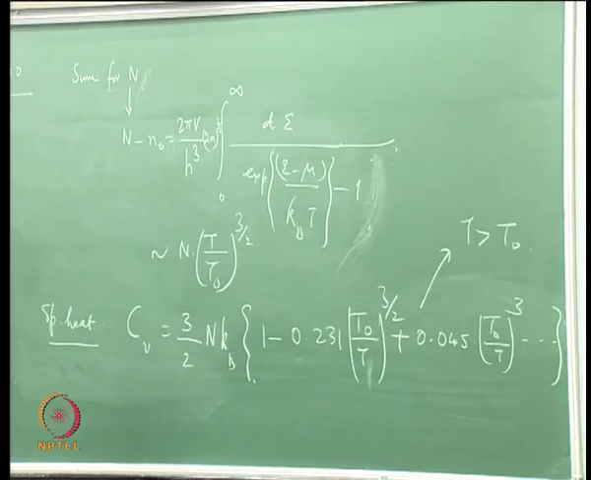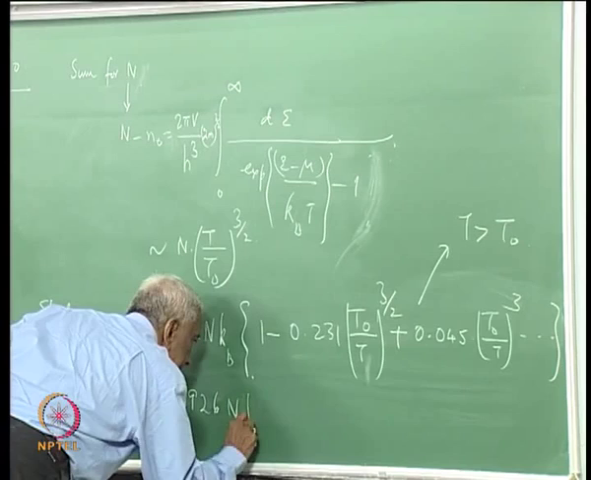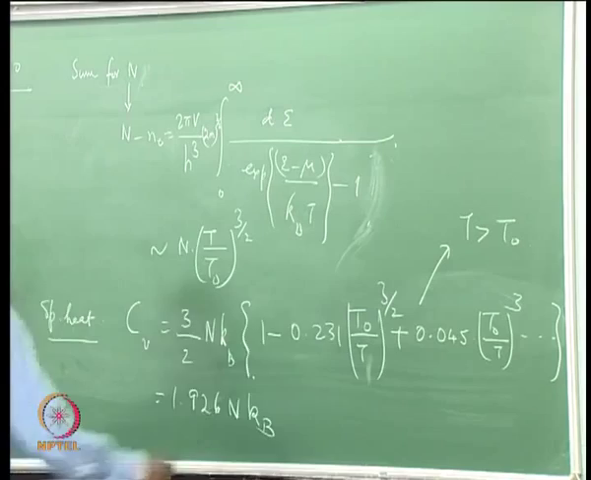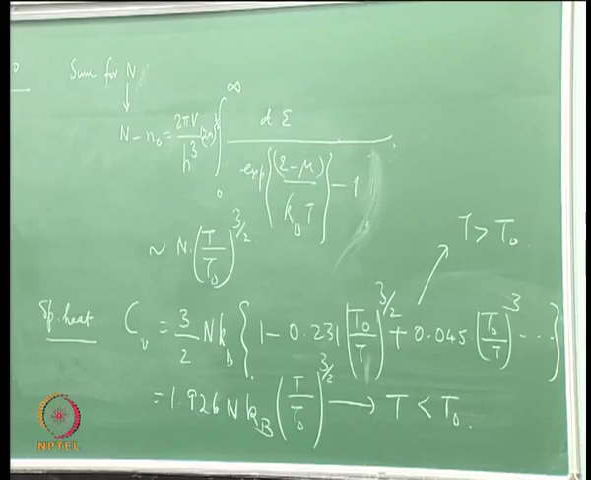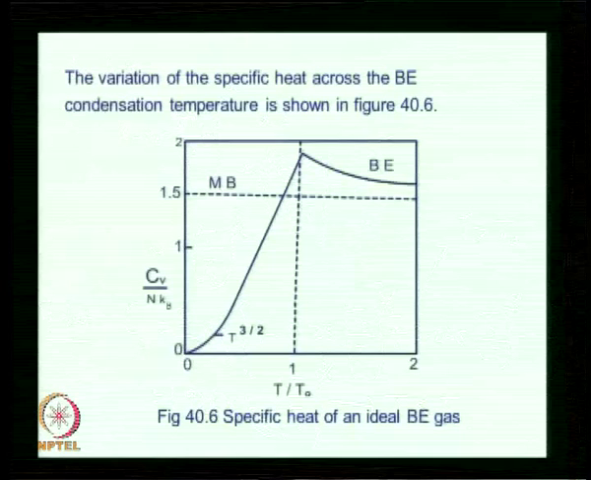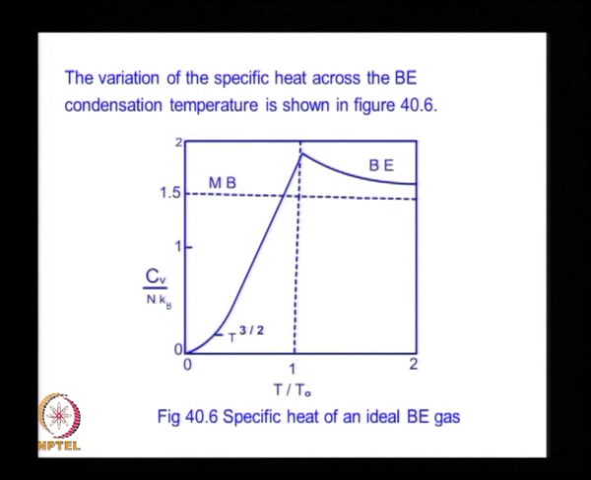and at low temperatures this has the value (T/T naught) to the power 3 by 2 for T less than T naught. So, the calculated variation of the specific heat across the Bose-Einstein condensation temperature is shown in figure 46, and it has a cusp at the Bose-Einstein condensation temperature, unlike the lambda transition, but still the correspondence is quite close.